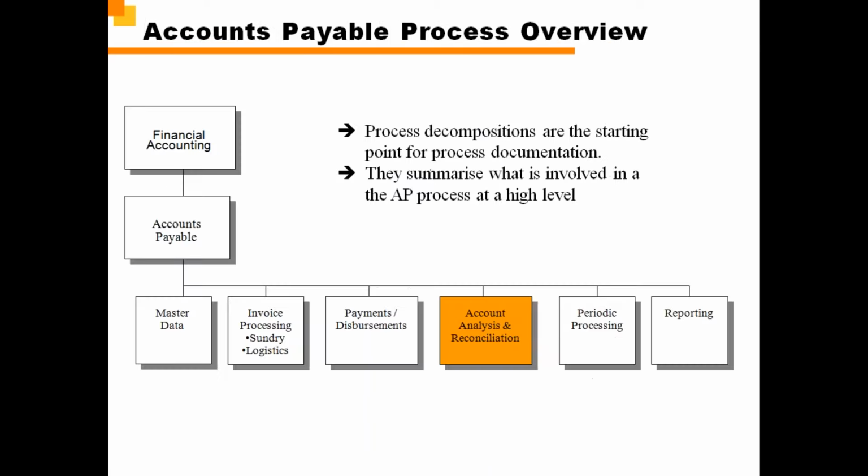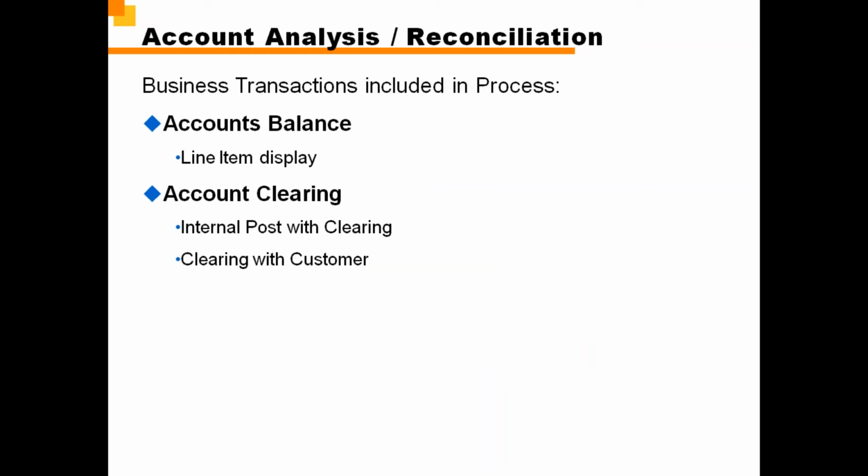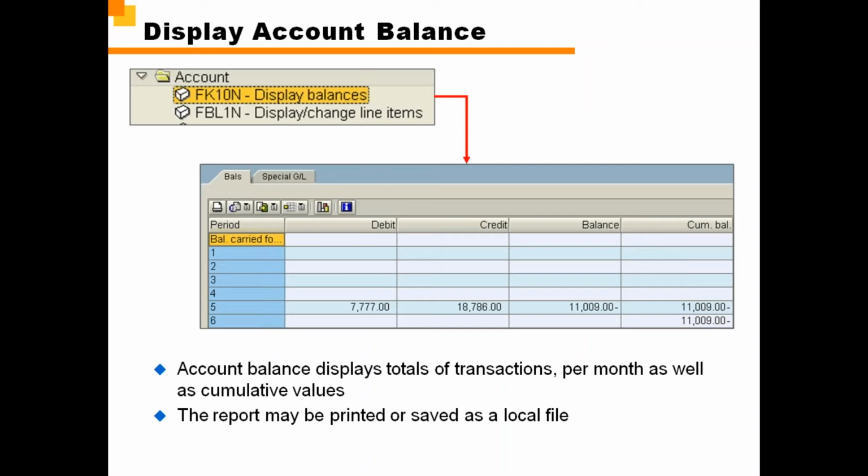Here it is saying that after doing all these payments, we'll see the balance for our vendor, and in reconciliation we'll see the line items, and if any open item is there, we need to clear it manually. This is how the system will show you the balance for your vendor. Let's suppose the balance is shown according to the posting period. For example, if you have purchased from the vendor and the amount is 18,786, and you have made a payment of 777, the balance amount is 11,009.